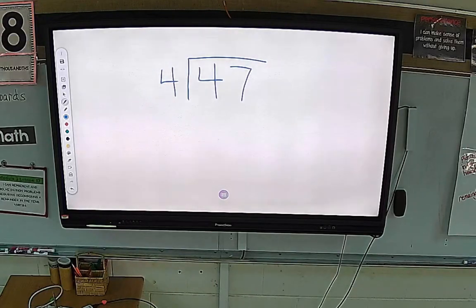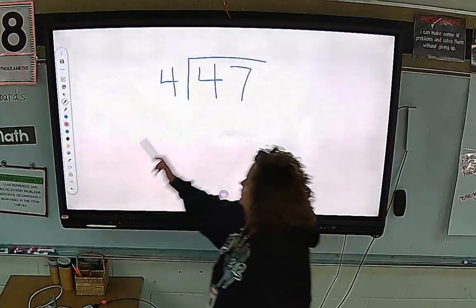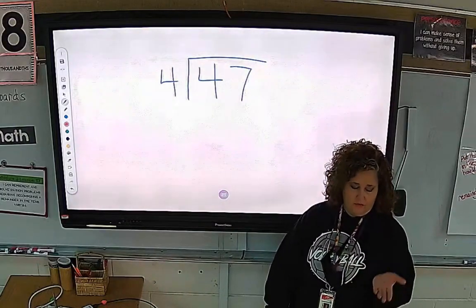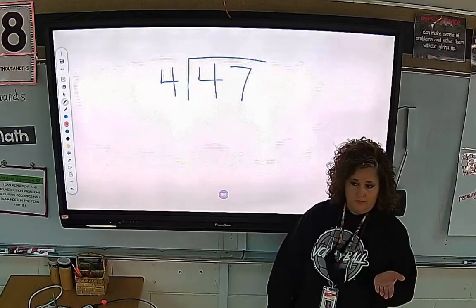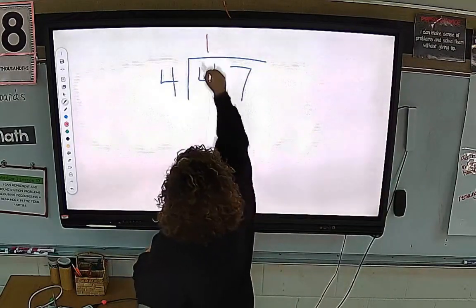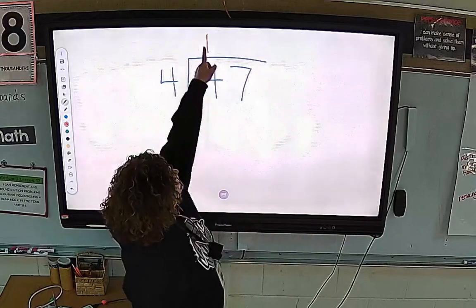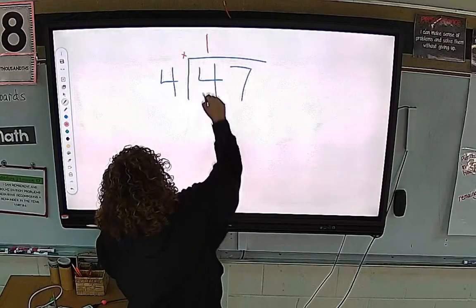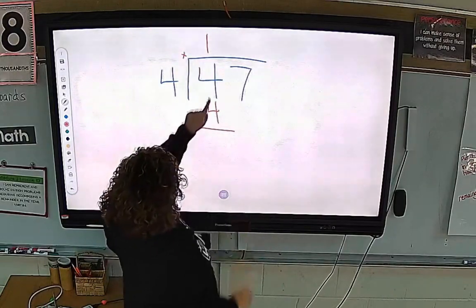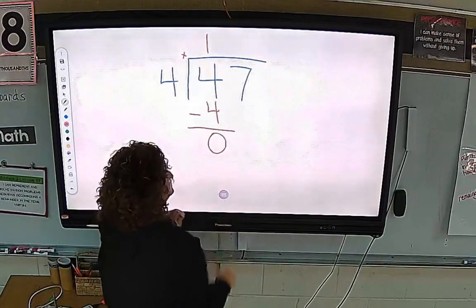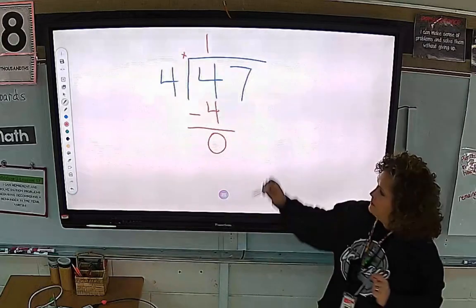Okay, let's look at this one. Alright, you simply ask yourself, how many groups of 4 can I get out of 4? Yeah, just one. If I have 4 of something, and somebody tells me to make a group of 4, I'm going to have to take all of that, right? Now, this is how many groups. Charlotte just said I can get one group of 4. Well, those groups go up there. One group of 4. 4 times 1 is 4. Because, see, I'm trying to get as close to that 4 as I can without going over. That's what I'm going to subtract. Okay. And then I'm going to bring down the 7.